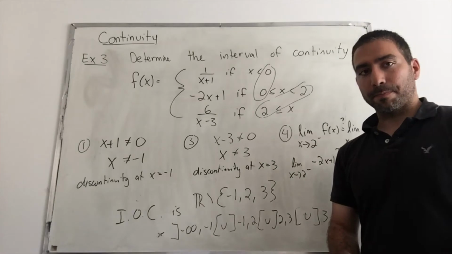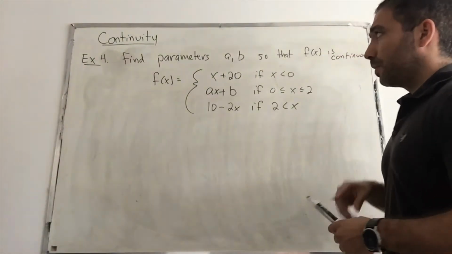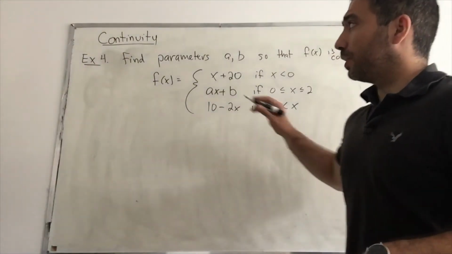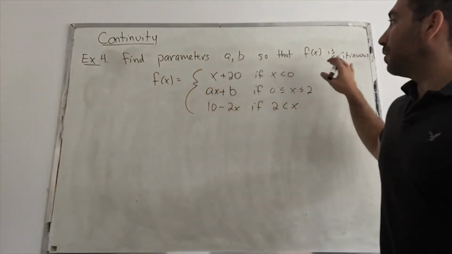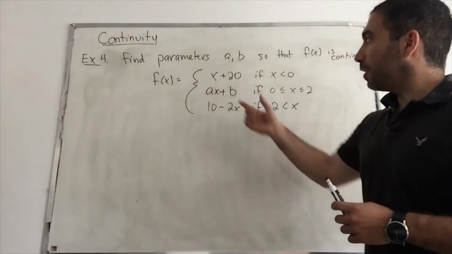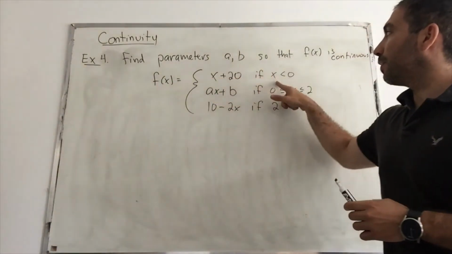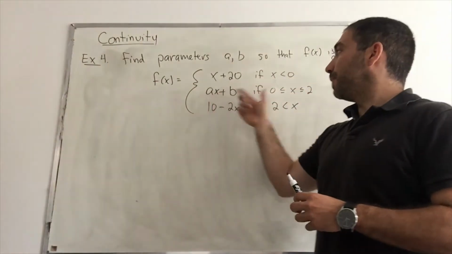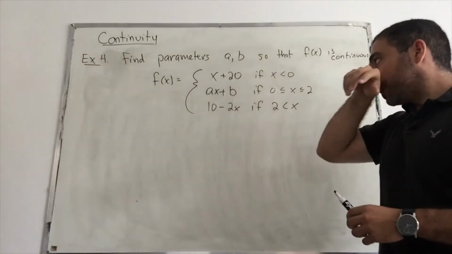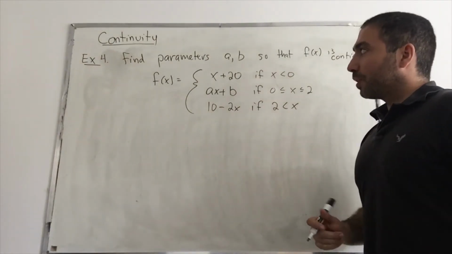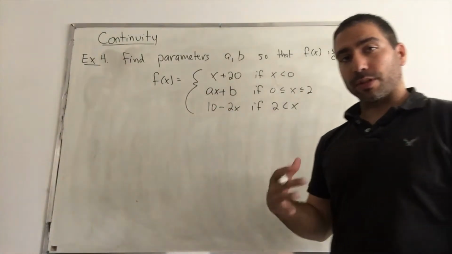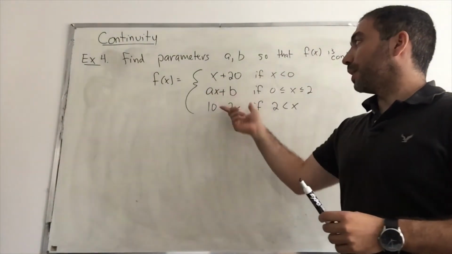Okay. This is another very typical example or problem asked when dealing with continuity. So they ask us to find the parameters a and b to make the function f of x continuous. So if we look at each segment, we have x plus 20 for x values less than 0, ax plus b if x is between 0 and 2, and 10 minus 2x if 2 is less than x. So the first thing to notice is that in this case, all three functions here are linear functions, so they're continuous on their domain, so that's fine.